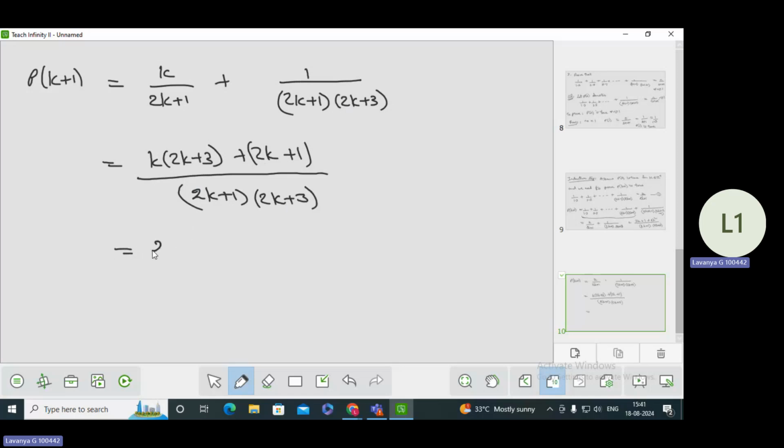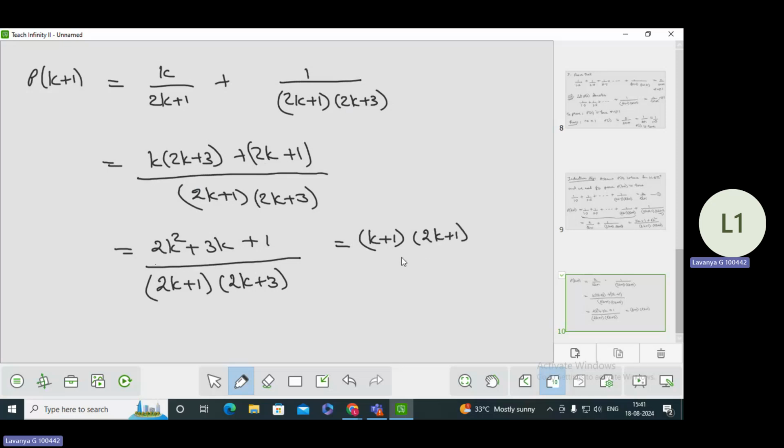Now this results in (2k² + 3k + 1) divided by (2k + 1)(2k + 3). Try to factorize the numerator. This gets factorized to be (k + 1)(2k + 1) divided by (2k + 1)(2k + 3). So my 2k + 1 gets cancelled to give me (k + 1) divided by (2k + 3).